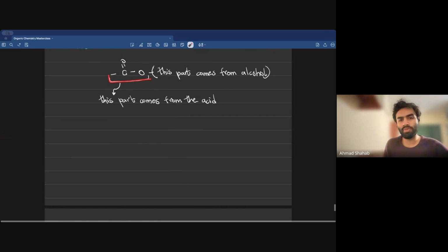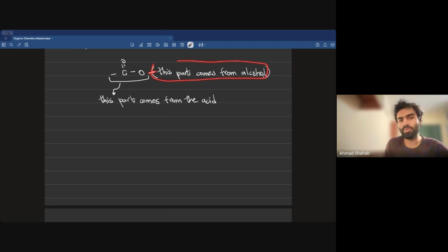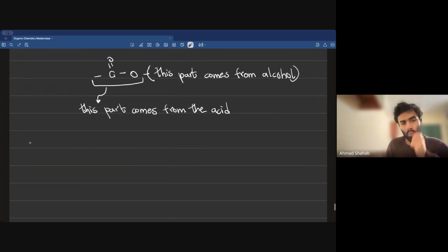So this part comes from the acid, and you see the part here that's going to attach itself here is going to come from the alcohol, right? All right. So this part and the part beyond is going to come from the acid. The part that comes from the alcohol, we name it like we named alkyl groups. What was an alkyl group, right?